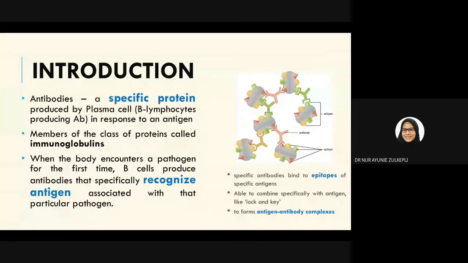So that is why we say adaptive immunity is specific, because one specific antibody recognizes a specific antigen of a particular pathogen. So this is an example of one type of antigen with its epitopes expressed on the surface, and the antibody will recognize a specific epitope of the antigen, and it will form a lock and key to form an antigen-antibody complex.